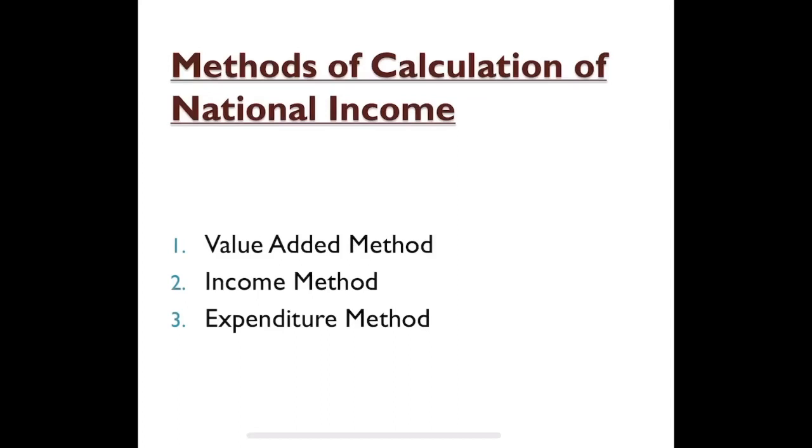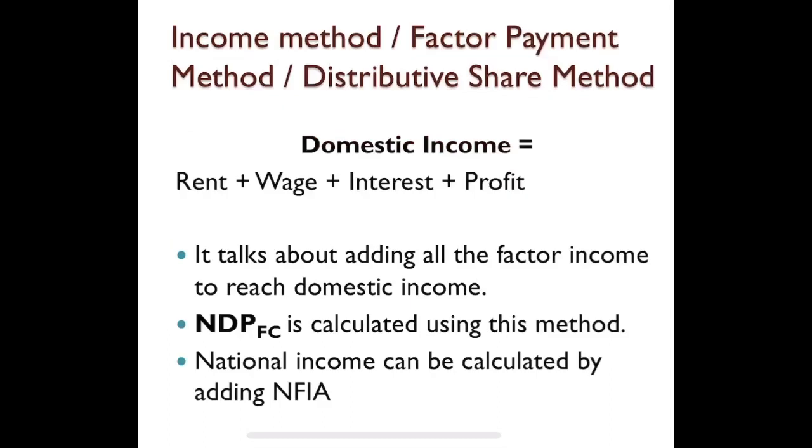Next, methods of calculation. Now we come to the third method, the income method. Income method is to add all the factor incomes. You by now know what is factor income: rent, wage, interest and profit. Just names are different. So in order to reach the domestic income, I am adding all the factor incomes. So this method will take you to NDP-FC, that is domestic income. The rest of the two methods were taking you to GDP-MP.